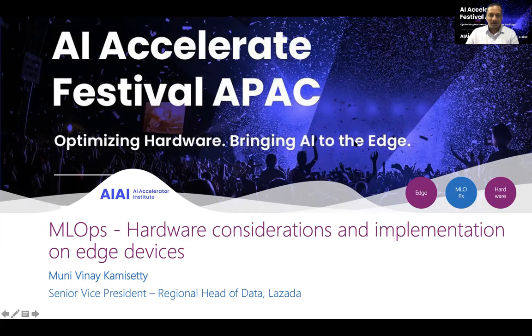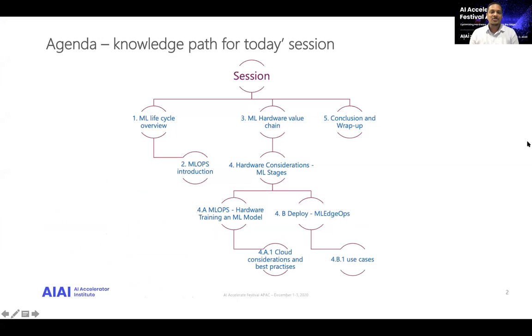So the knowledge part for today's session is going to look like this. I'm going to take you through how the ML lifecycle looks, what the different steps involved are, and some of the key challenges with the lifecycle, at a very high level. Then I'm going to talk about how we mitigate some of these key challenges using MLOps, a machine learning ops introduction.